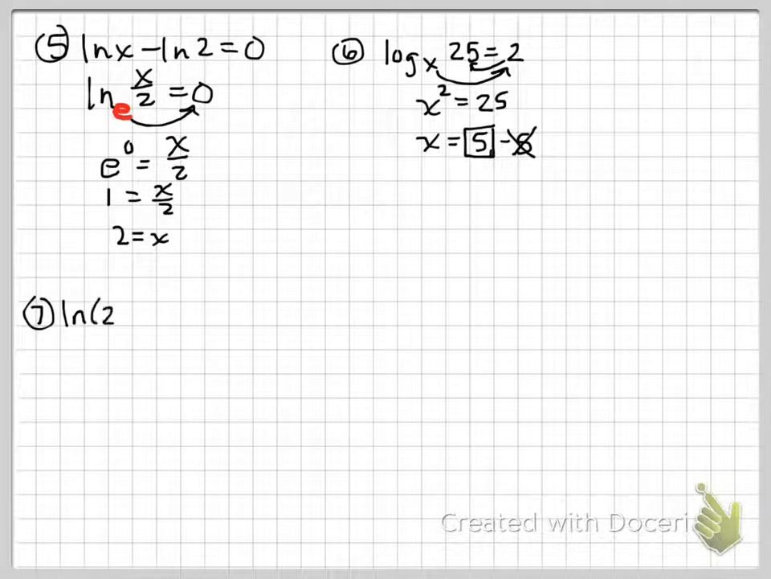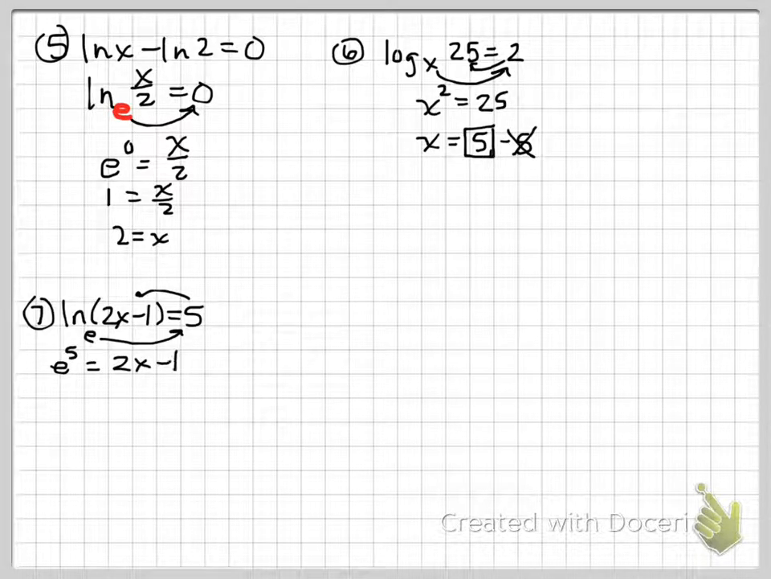Natural log of 2x minus 1 equals 5. Again, remember the base for our natural log is e, so I'm going to do e to the 5th equals 2x minus 1. Solving for x, e to the 5th plus 1 equals 2x, and then just divide by 2.